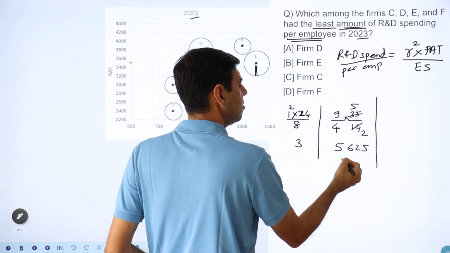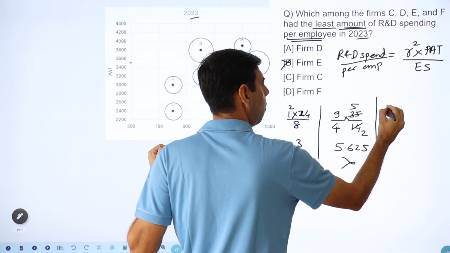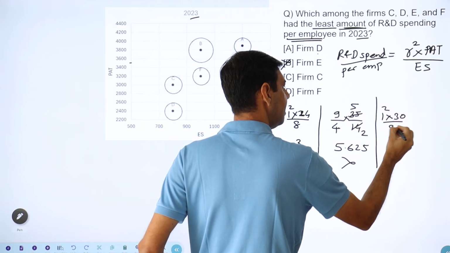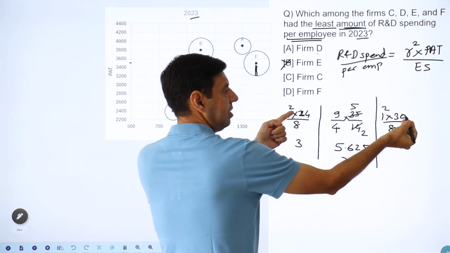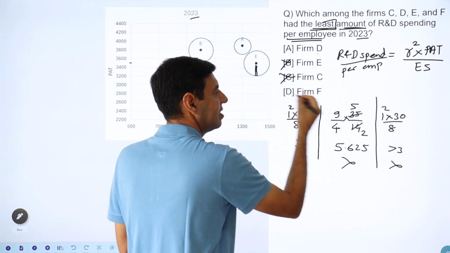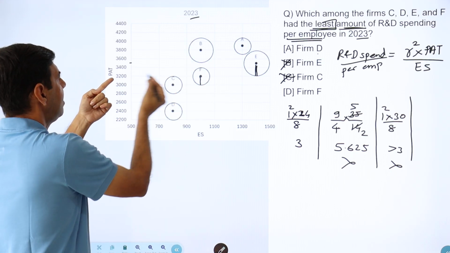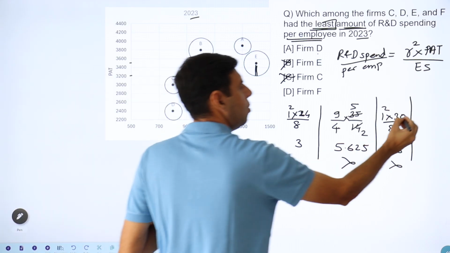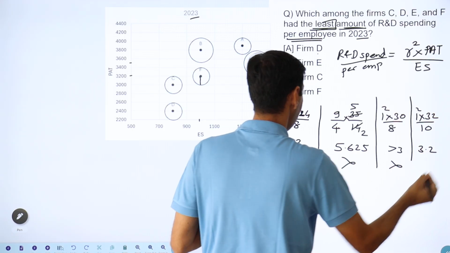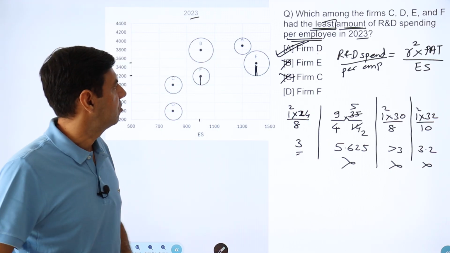So we want the least. So this is not my answer. Okay, for C, radius is 1 squared into 30 by 8. Now 30 by 8 is still going to be more than 3. If you look here, the only difference is this. So this is more than 3, whereas I want the least. So this is also not going to be my answer. And finally for F also the radius is 1. So again that's very easy, 1 squared into 32 by 10, which is going to be 3.2, which is still more than 3. The least one is 3, which is option choice A, firm D.